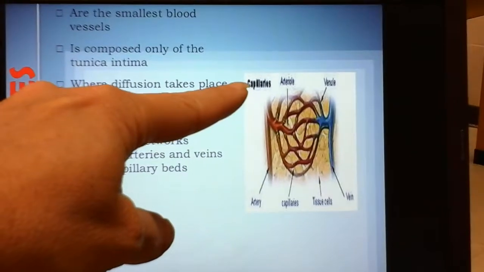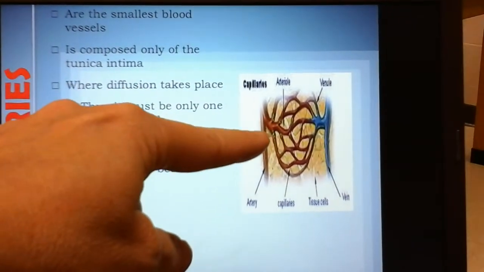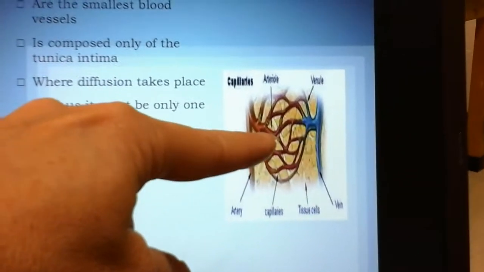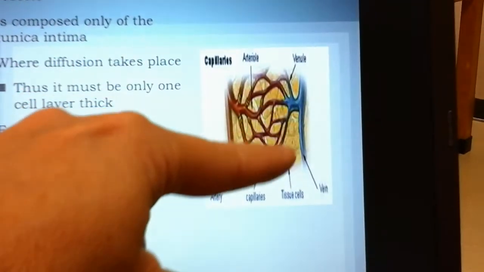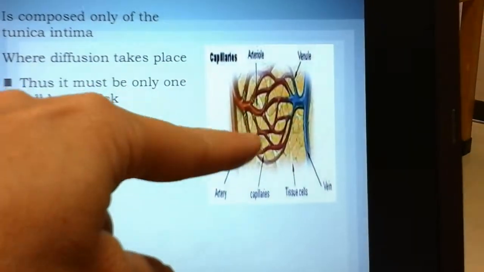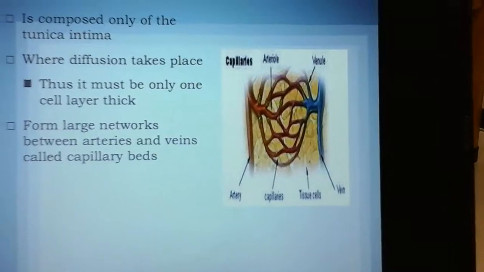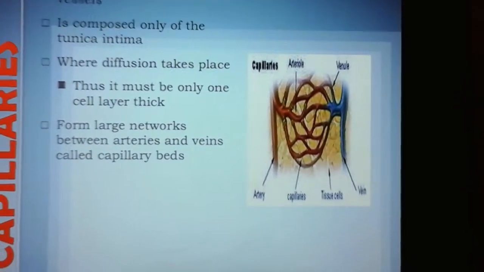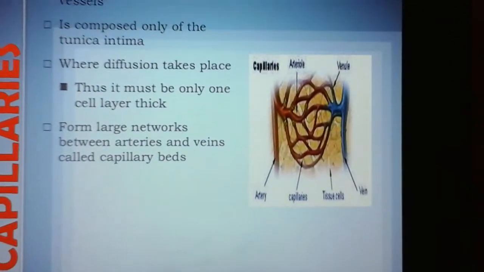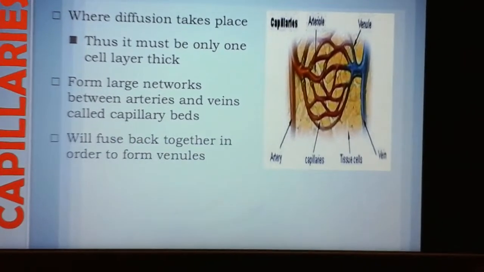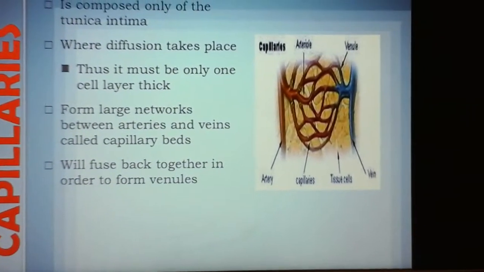So again, you have an artery, which is 3 layers. It'll branch into an arteriole, which is only 2 layers. And it will branch into your capillaries, which are 3 layers. Now your capillaries will begin to fuse back together as well. And that's going to form something called a venule. Okay? So these are going to fuse back together in order to form something called a venule.